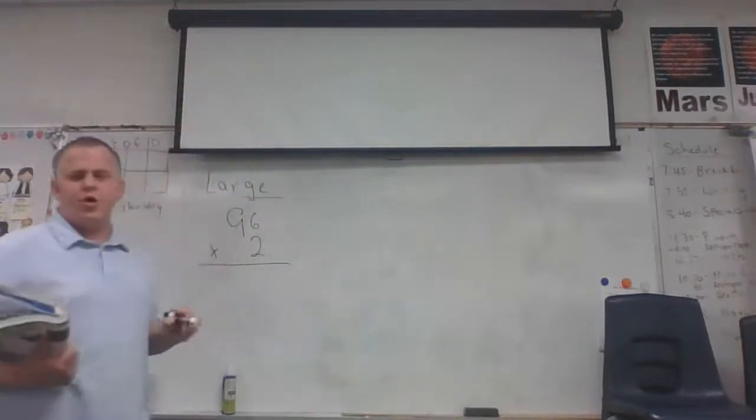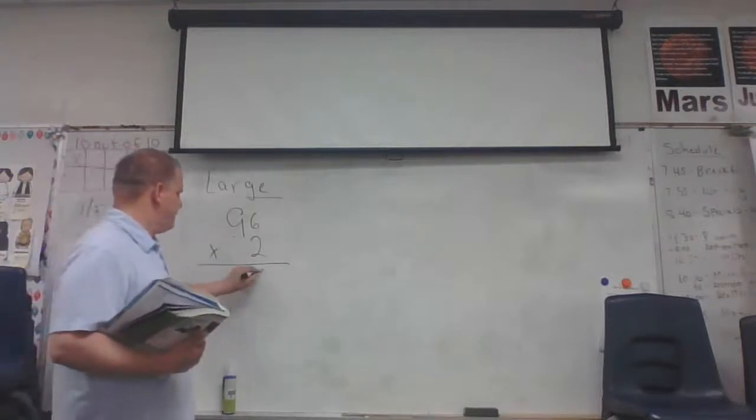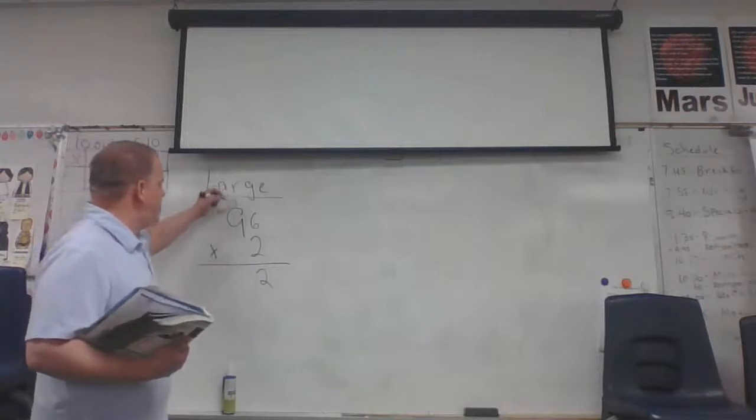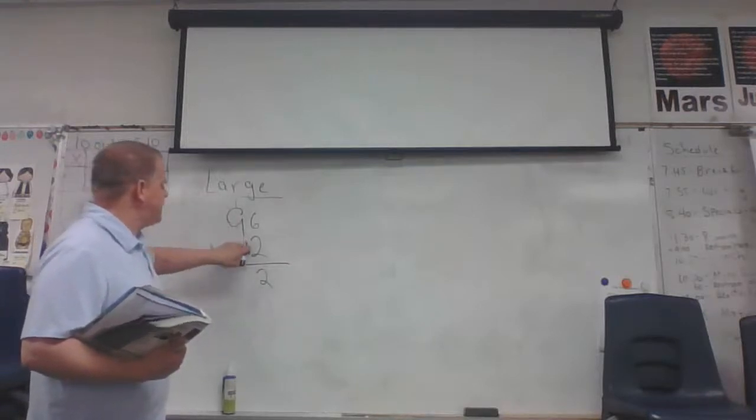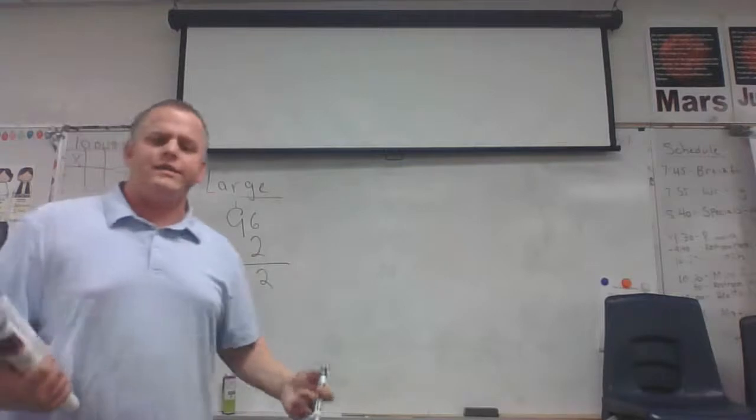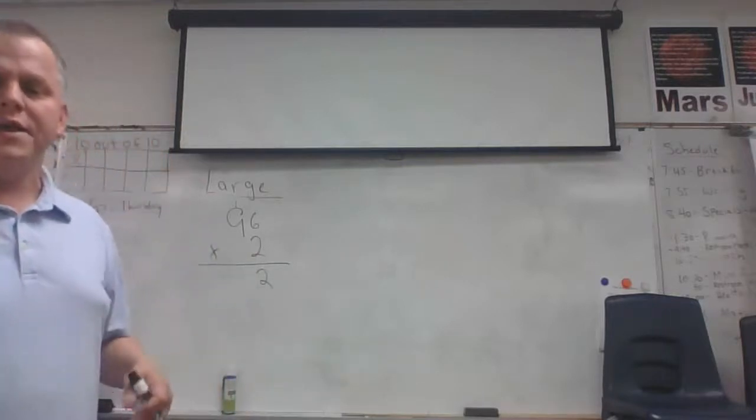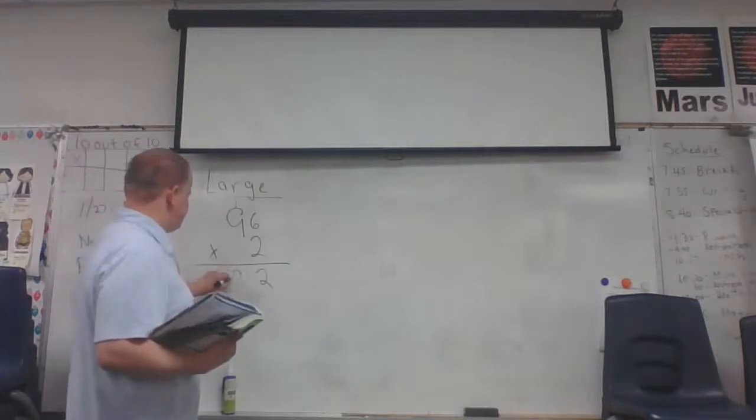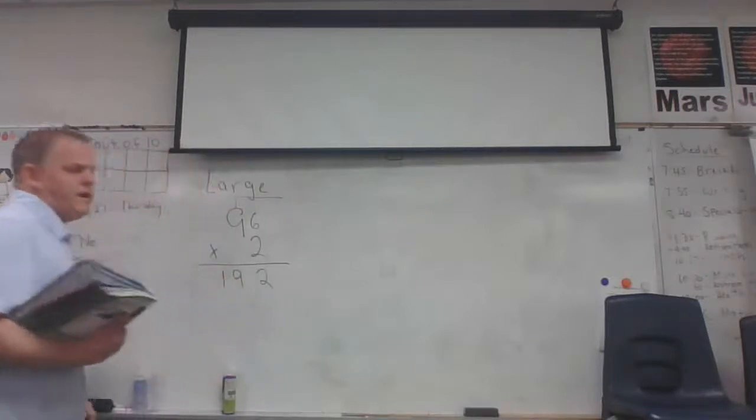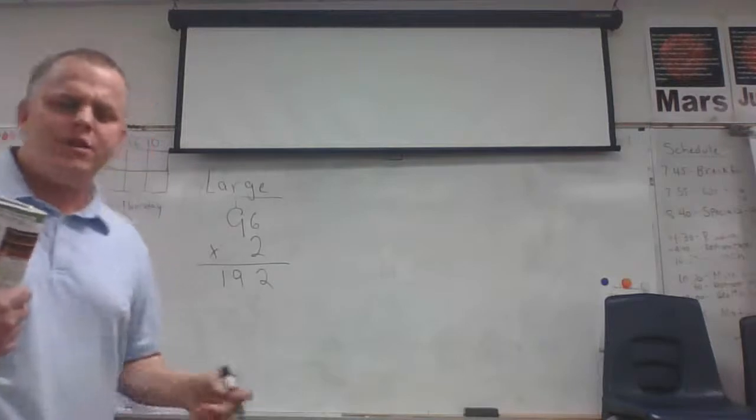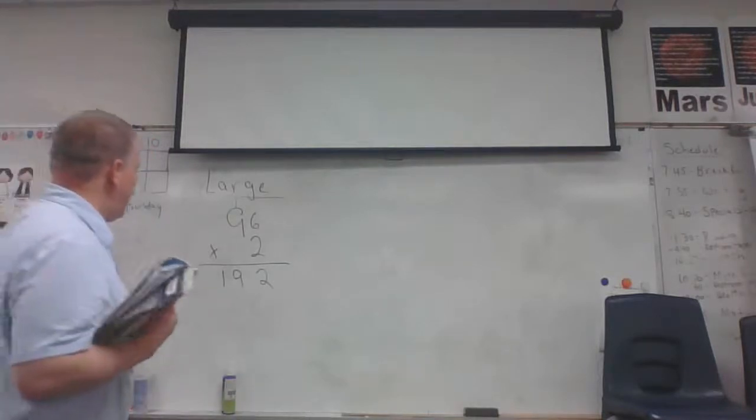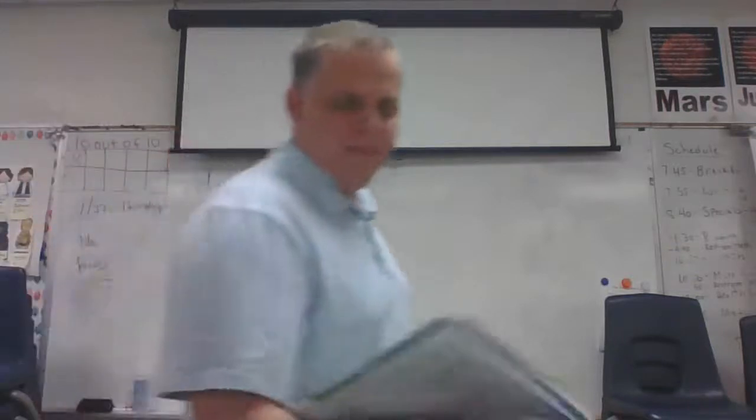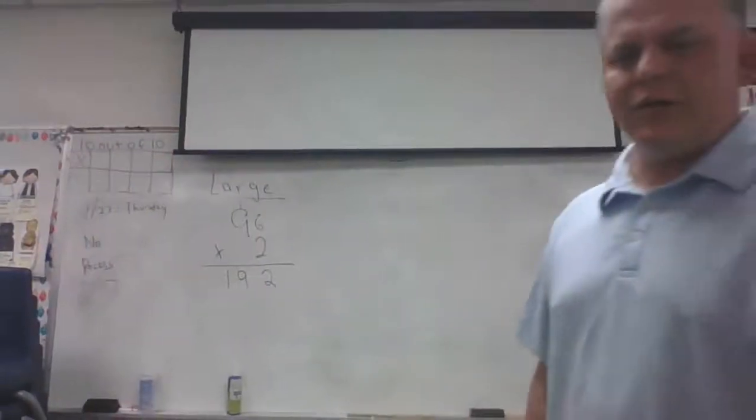6 times 2 is 12. Put my 2 in my ones and carry my 1 ten. 9 times 2 is 18. Plus 1 more, you're going to get 19. 192. Now, what do you suppose I can do with this 192 and my package of 1 medium beads? What should I do with those two numbers?